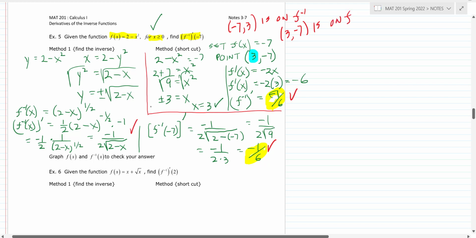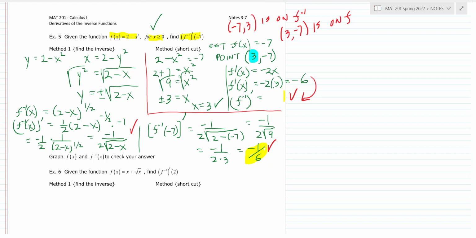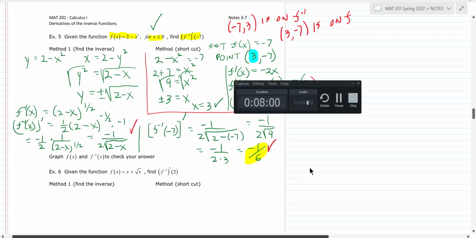Okay, so I take the derivative of f of x, which is real easy to do. That's -2x. I evaluated at 3 to get -6, and then to get the derivative of the inverse, I just take the reciprocal like that. So you're going to end up getting the same answer. I think the shortcut's a little bit easier, and that's the way you're going to do it most often. So that would be the idea of how that goes.